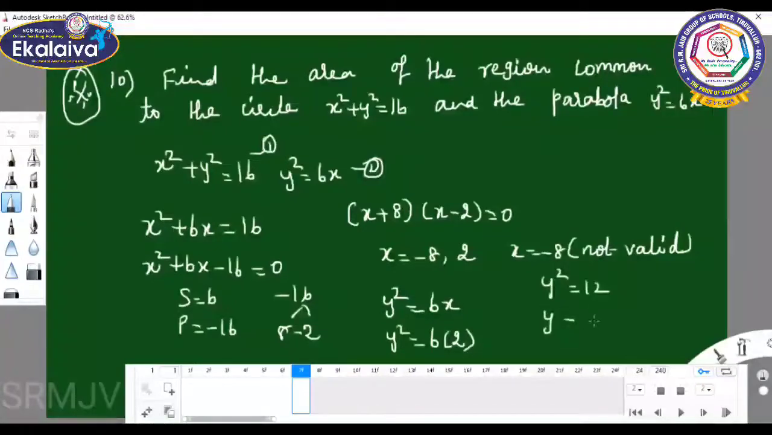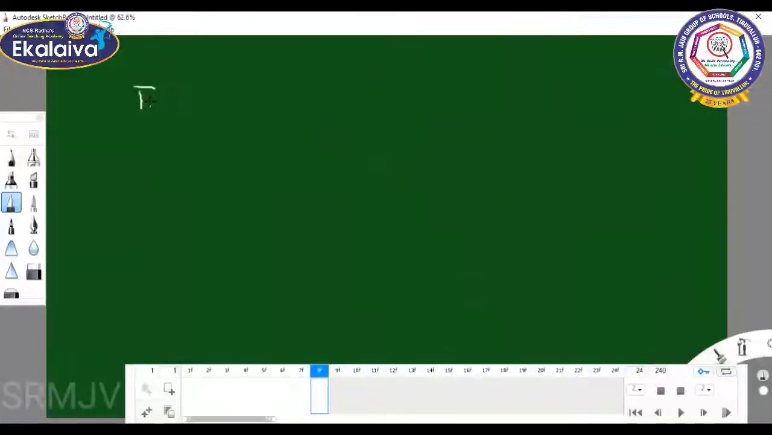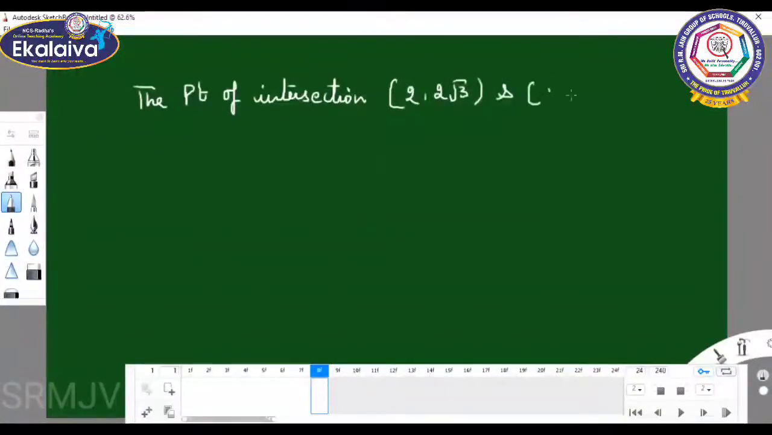Y equal to root of 12, 4 threes are 12, y equal to plus or minus 2 root 3. So the point of intersection is 2 comma 2 root 3 and 2 comma minus 2 root 3.